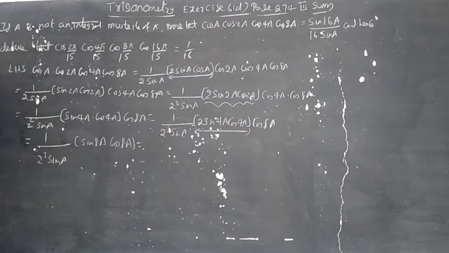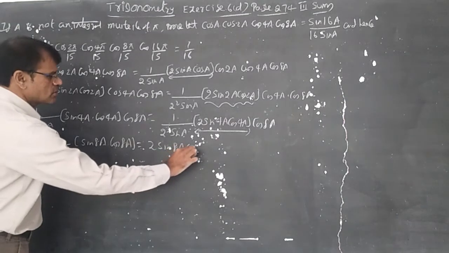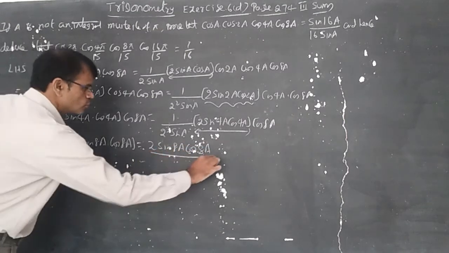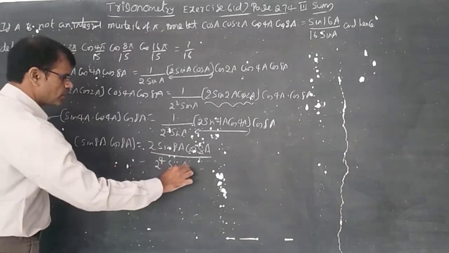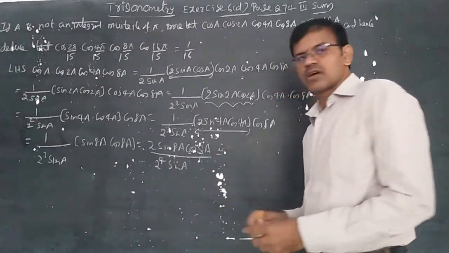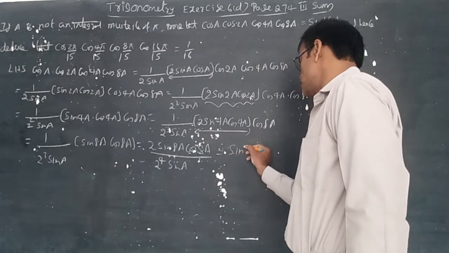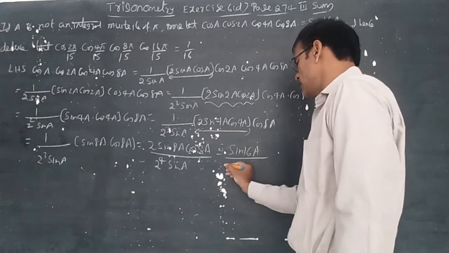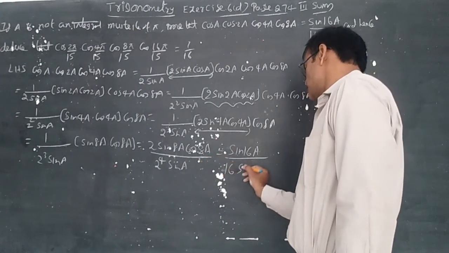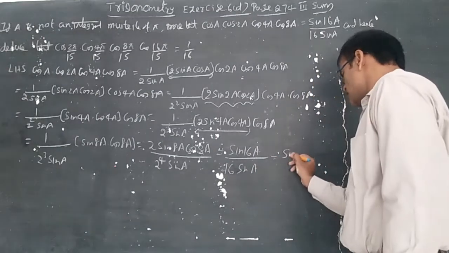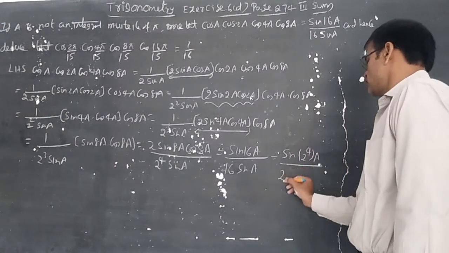That is equal to, multiply and divide with 2. Now it is becoming 2 sin 8A cos 8A by 2 power 4 sin A. Using the 2 sin A cos A formula, sin 2A, so sin 2 into 8A becomes sin 16A. Sin 16A by 2 power 4 sin A. Of course we can write 16 sin A. Now you can understand this as the objective formula, sin 2 power 4 A by 2 power 4 sin A.